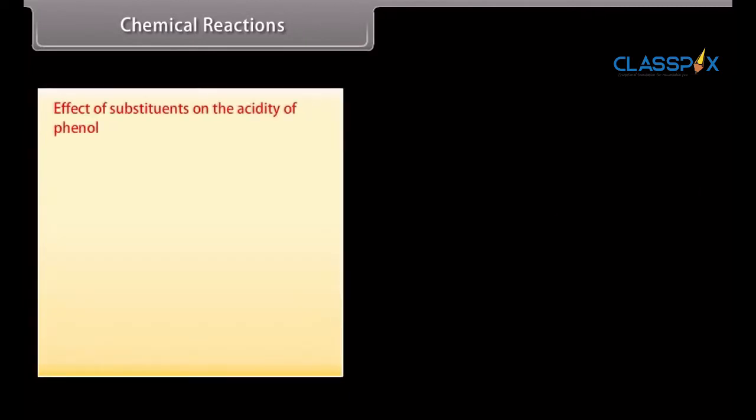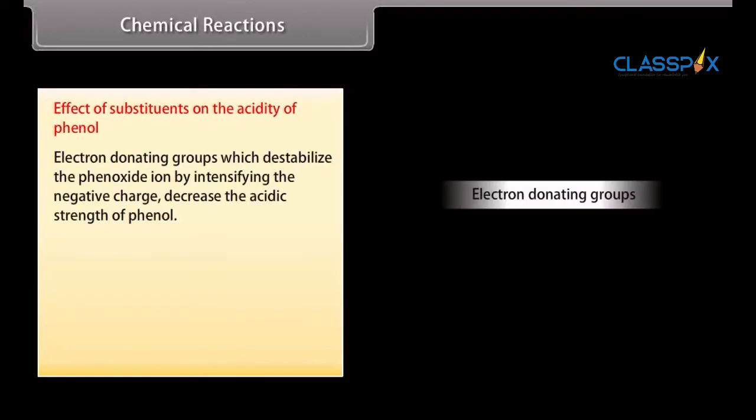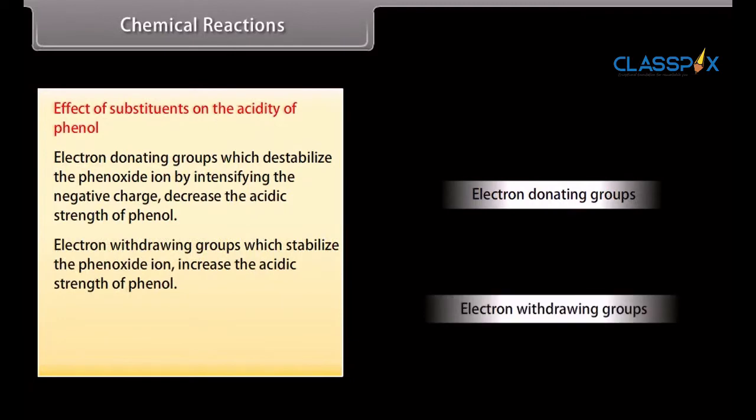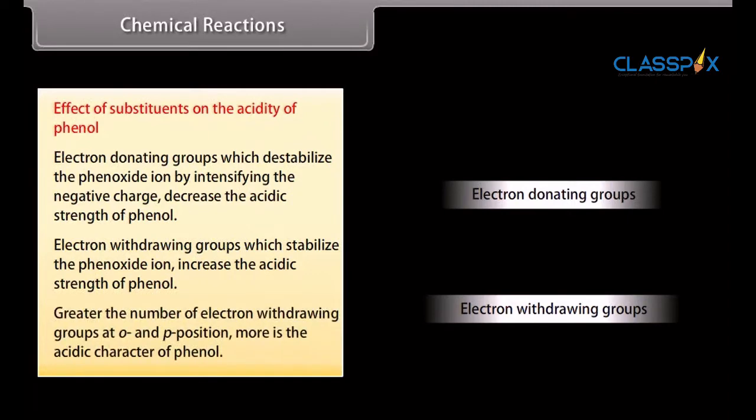Effect of substituents on the acidity of phenol. Electron-donating groups which destabilize the phenoxide ion by intensifying the negative charge decrease the acidic strength of phenol. Electron-withdrawing groups which stabilize the phenoxide ion increase the acidic strength of phenol. Greater the number of electron-withdrawing groups at ortho and para position, more is the acidic character of phenol.